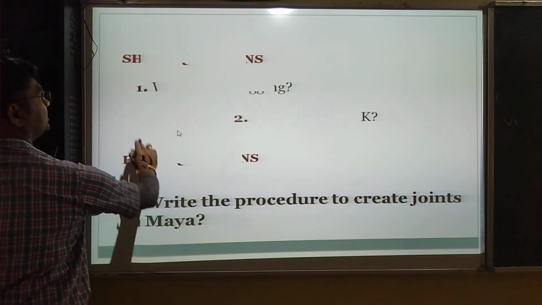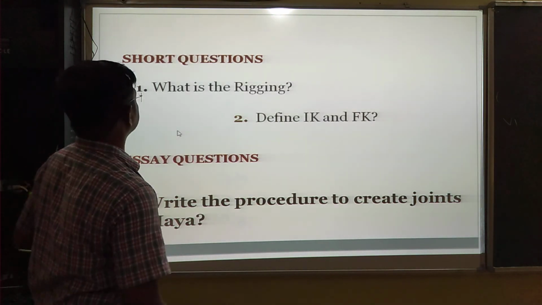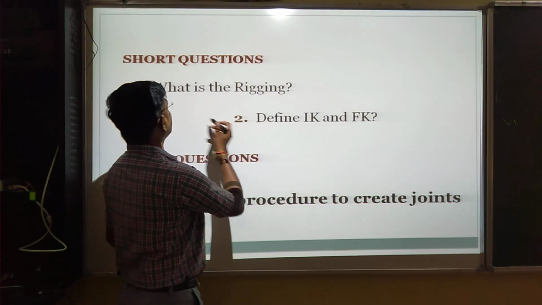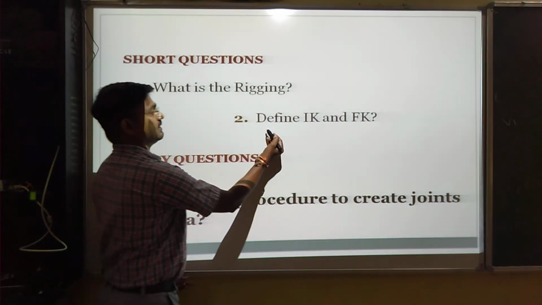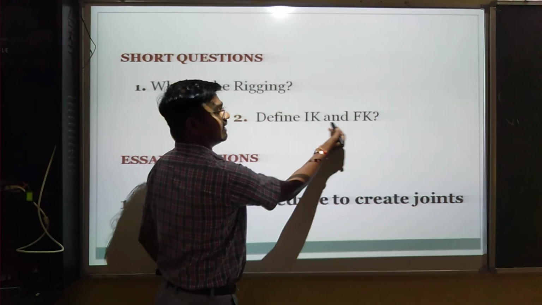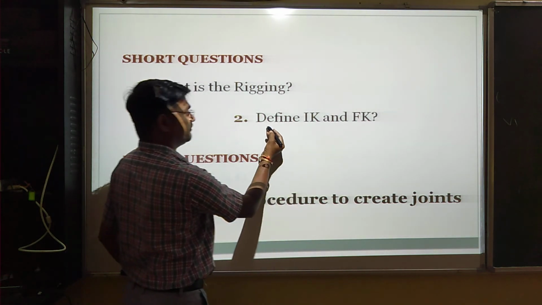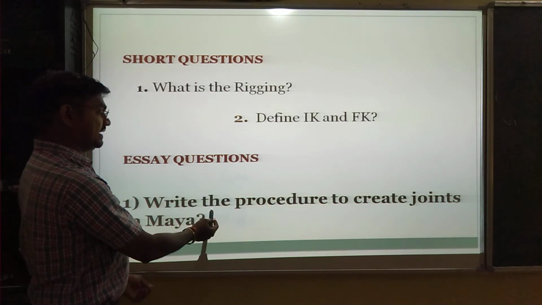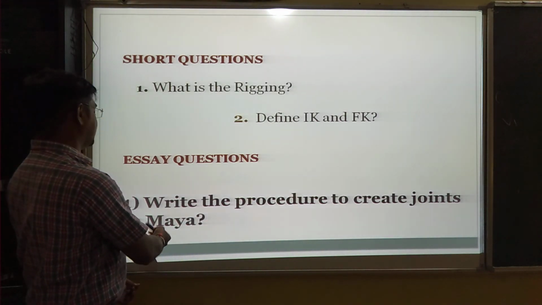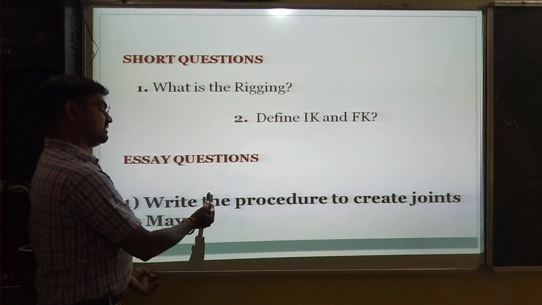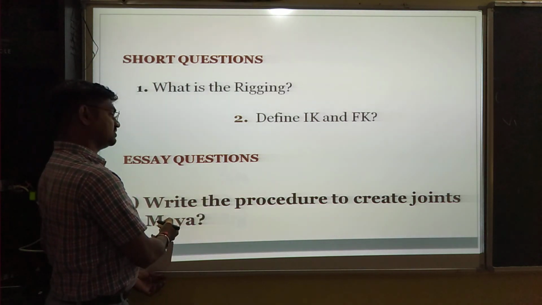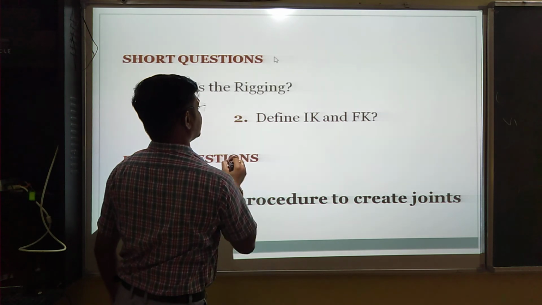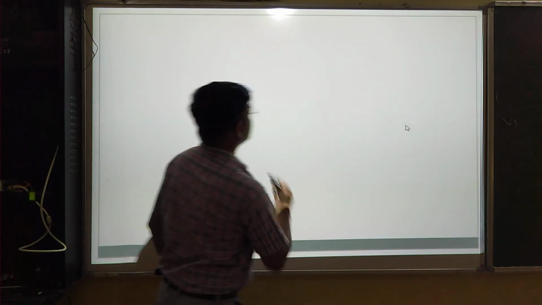Write the assignment questions. The first one: what is the meaning of rigging? Next, define IK and FK. Then essay questions: write the procedure to create joints in Maya. Write all the questions in your assignment and submit on WhatsApp.